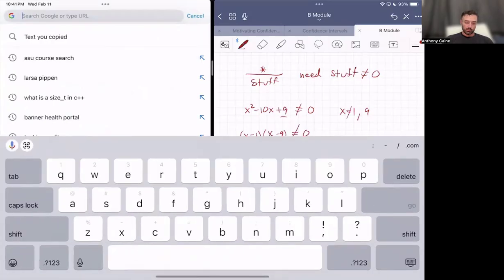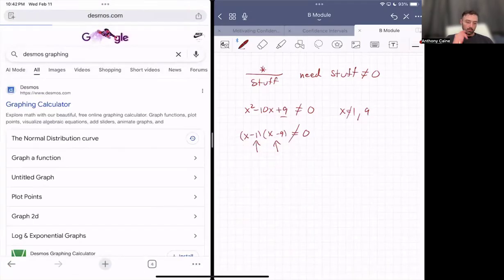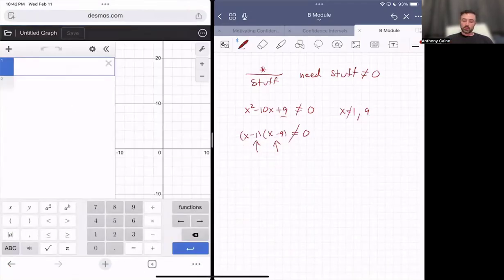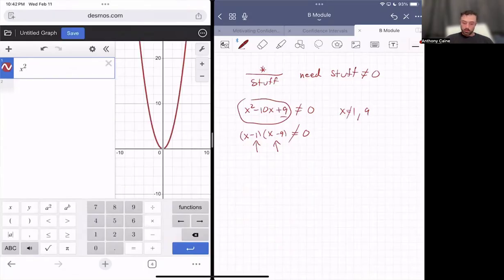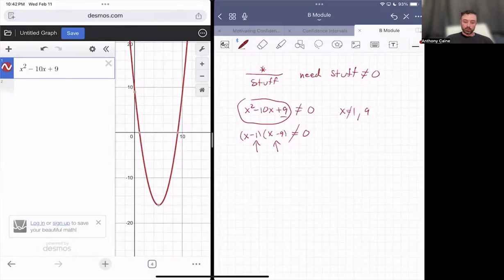So let's go to Desmos. Let's just enter this quadratic: x squared minus 10x plus 9. And then you can just see, when is it 0? It's 0 when x is 9, and it's 0 when x is 1. So those are the two values that make it 0. Those are the two values you exclude.